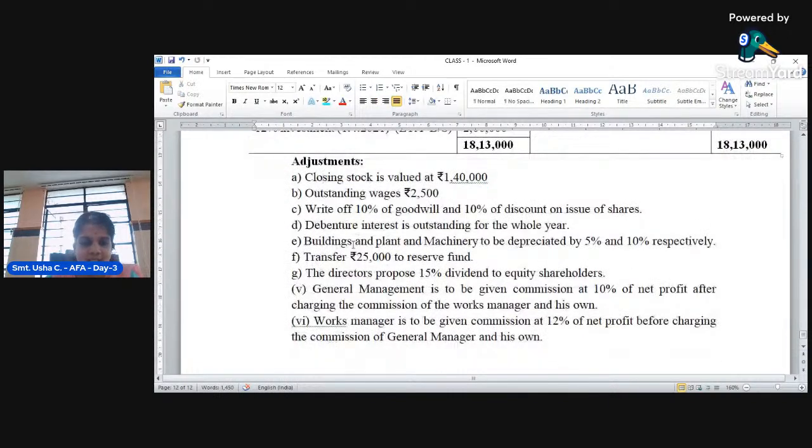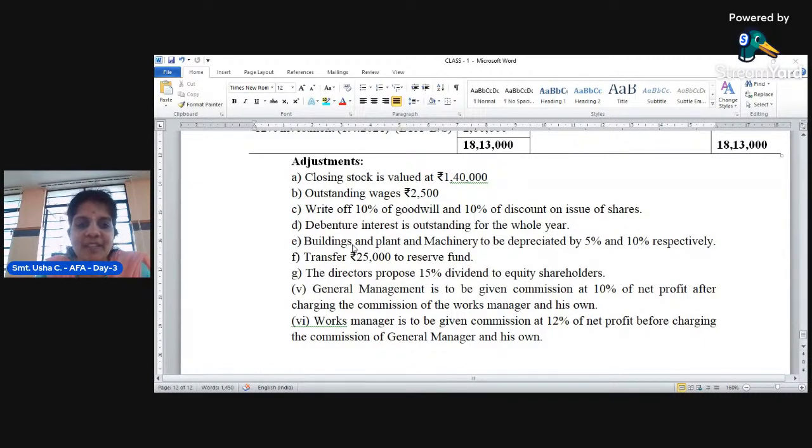Before going for an adjustment, I want to clear one thing. Carefully note: whatever adjustment items they have given here should be shown in two ways, recorded at two times. One is in the balance sheet and the other is in the profit and loss account.